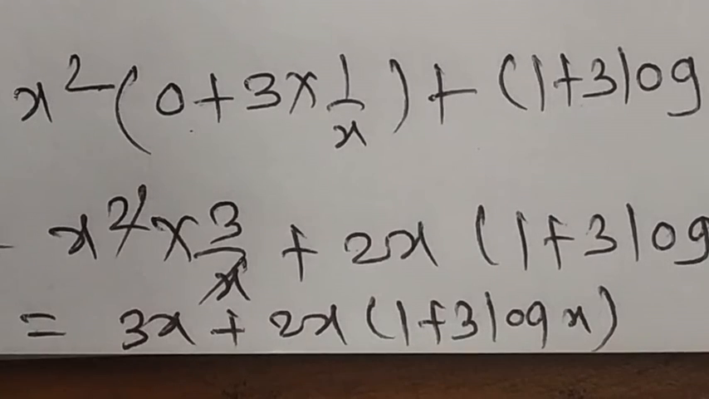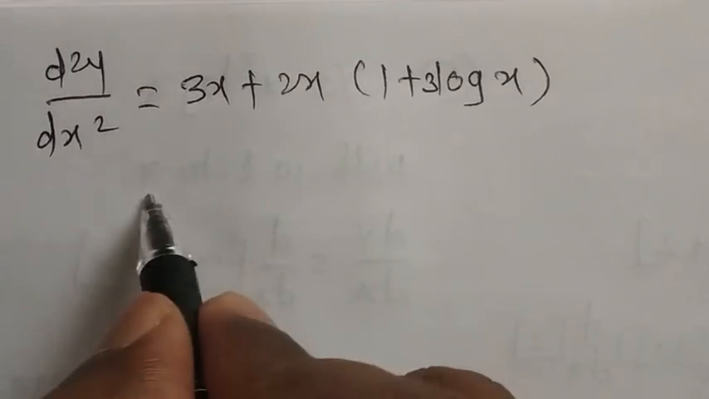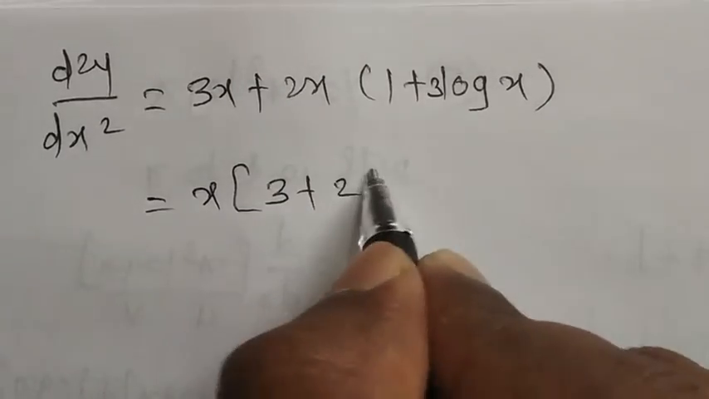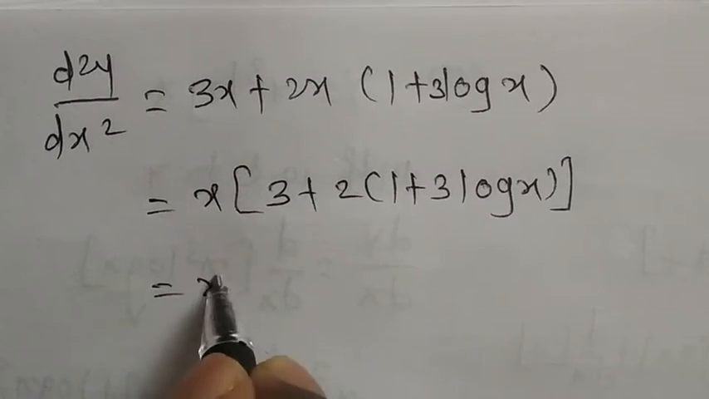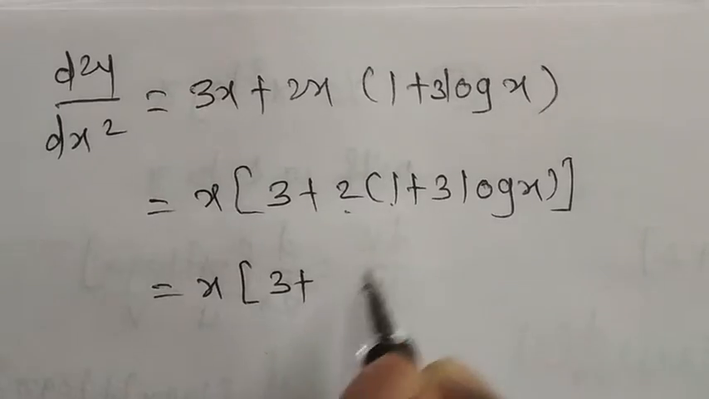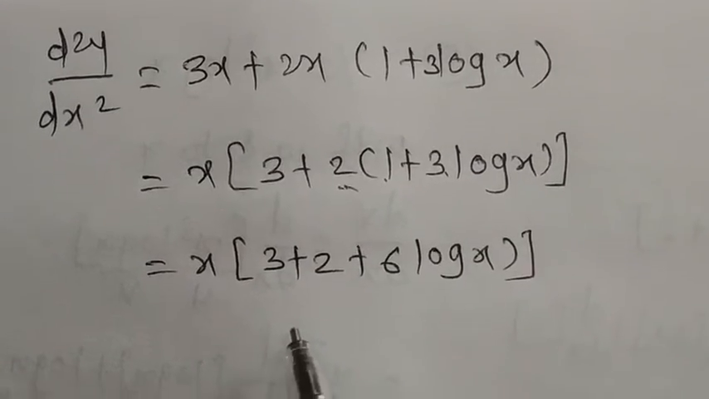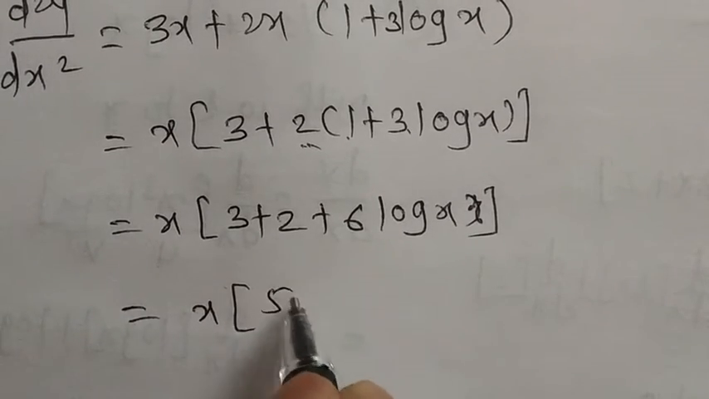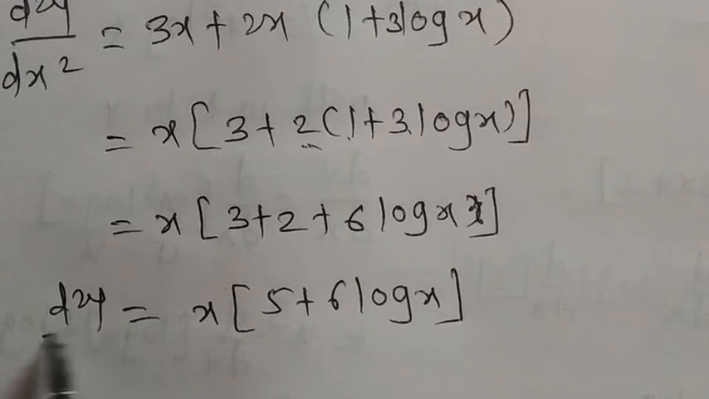Now we will take x common from here, then it will be very simplified. So we take x common, what remains is 3 plus 2 into 1 plus 3 log of x, that is x into 3 plus 2 into 1, which is 2, plus 2 into 3 log of x, which is 6 log of x. Then that equals x into 5 plus 6 log of x, and this is your final answer, d2y by dx square.